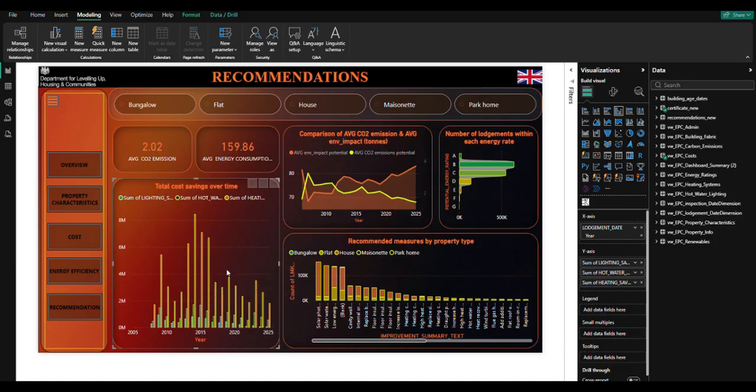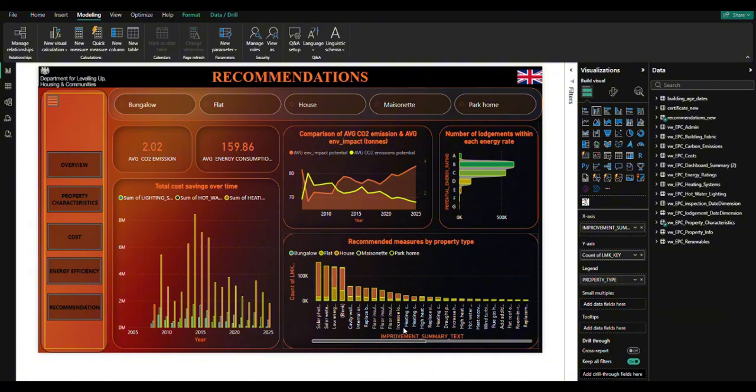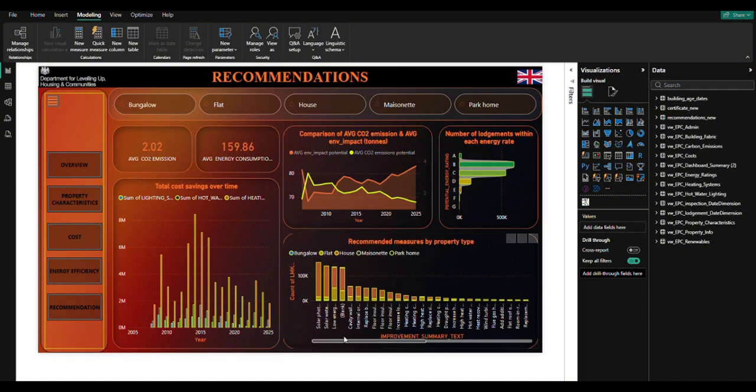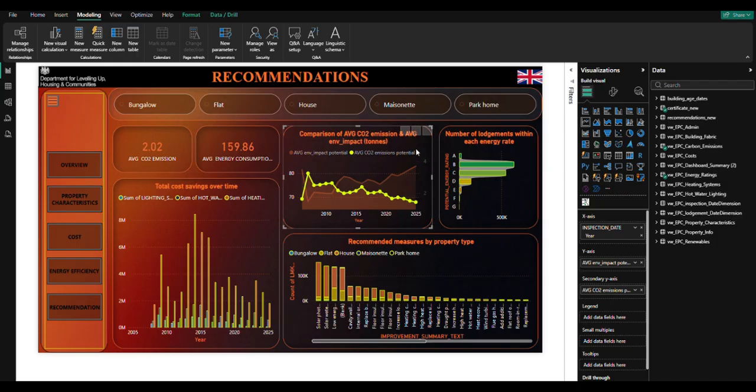This chart highlights the most frequent energy efficiency recommendations. Solar panels, solar water heating, and low energy lighting measures are the most common, followed by insulation and heating upgrades. The color coding shows how these recommendations differ across the property types. The top right chart compares average CO2 emissions and environmental impact for potential improvements. Both lines trend together, showing that as CO2 emissions increase, the environmental impact rating decreases.